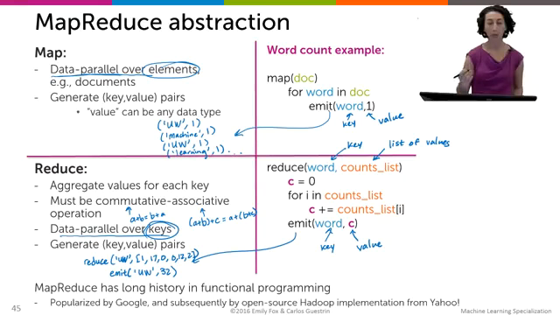So MapReduce has a really long history in functional programming, and somewhat more recently it was popularized by Google. And then really it gained a lot of broad adoption through an open source implementation called Hadoop that was made by Yahoo.